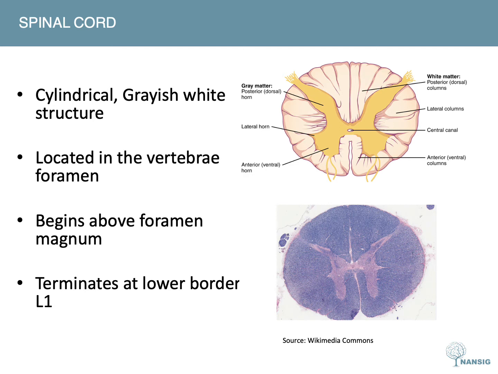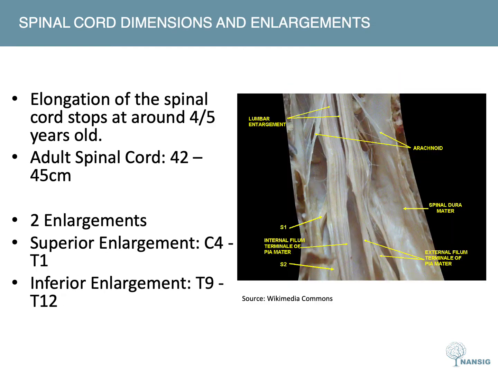It terminates inferiorly in the adult at the level of the lower border of the first lumbar vertebra, therefore occupying around 2/3 of the vertebral canal. However, in children, the spinal cord is relatively longer and ends inferiorly at the upper border of the third lumbar vertebra. During early childhood, both the spinal cord and the vertebral column grow longer as part of the overall body growth. Elongation of the spinal cord stops around age 4 or 5, but growth of the vertebral column continues. Thus, the spinal cord does not extend the entire length of the adult vertebral column.